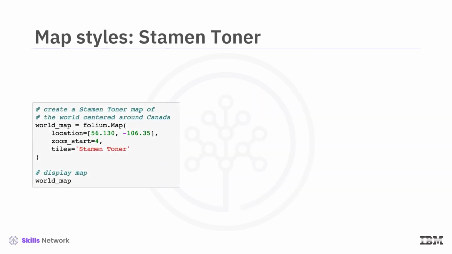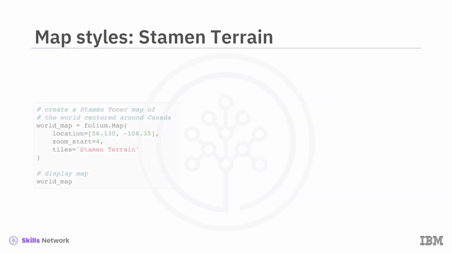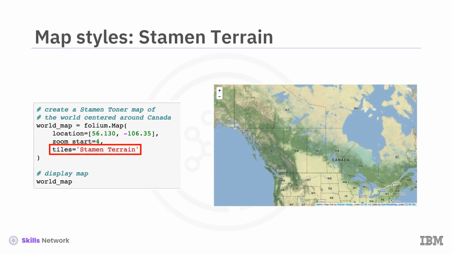Another feature of Folium is that you can create different map styles using the tiles parameter. Let's create a stamen toner map of Canada. This style is great for visualizing and exploring river meanders and coastal zones. Another style is stamen terrain. Let's create a map of Canada in stamen terrain. This style is excellent for visualizing hill shading and natural vegetation colors.